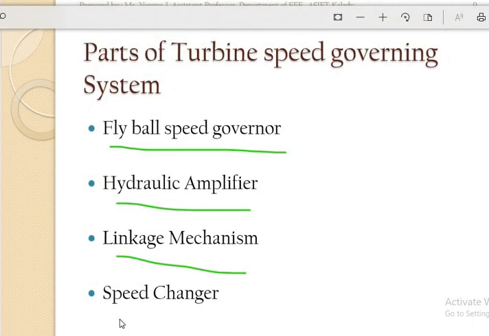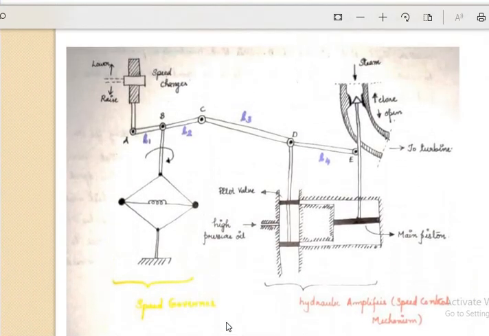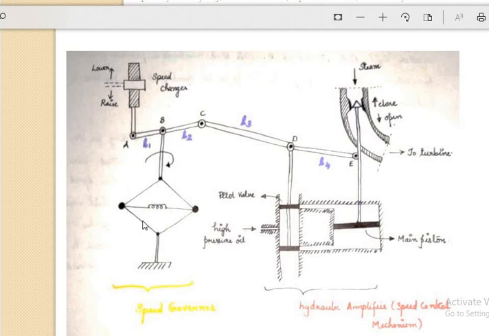Now another thing is the speed changer. Now we will see what the speed changer is. Here we have mentioned the speed governor, which is the indication of the turbine speed. Now here this is a speed changer. That means if you manually want to lower the speed, this is just like a weight, like a weight given.